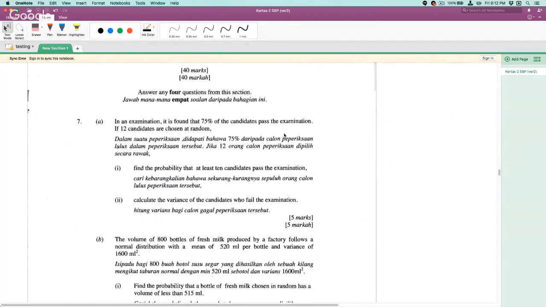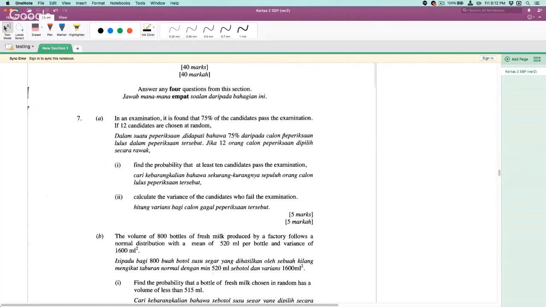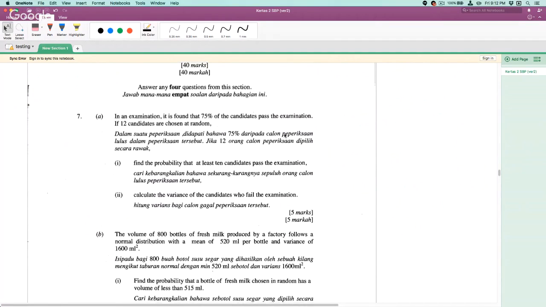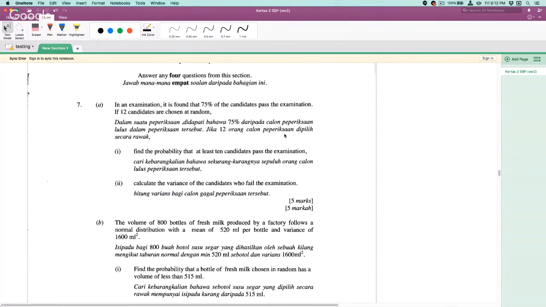Number 7. So here will be 5 questions and you need to choose 4. Let's have a look at the first one, 7A. In the examination, it's found that 75% of the candidates pass the examination, and 12 candidates are chosen at random. So over here, at least I have some information.